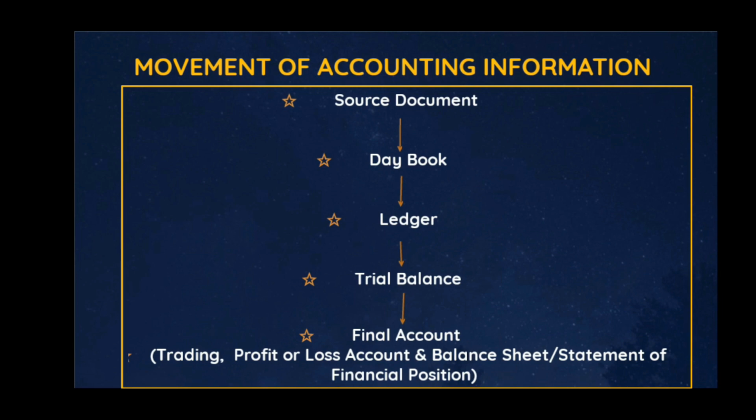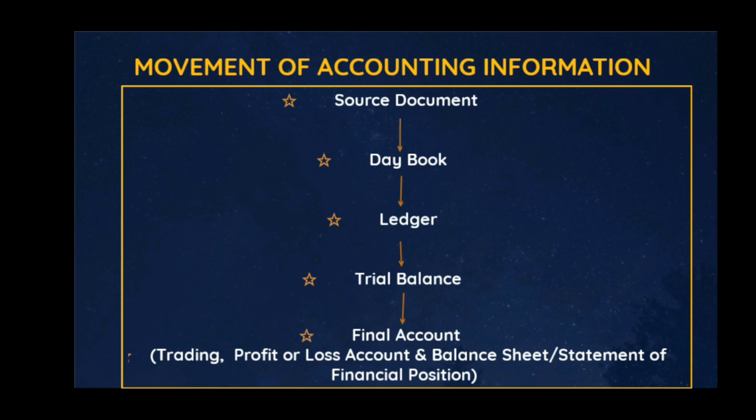So the balance for each of the accounts will now be transferred to what is called a trial balance. If a ledger has a debit balance, it will be transferred to the debit side of the trial balance. If a ledger has a credit balance, it will be transferred to the credit side of the trial balance. After preparing the trial balance, it is from the trial balance that the final accounts will be prepared.